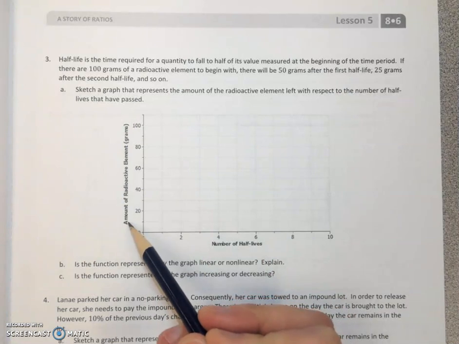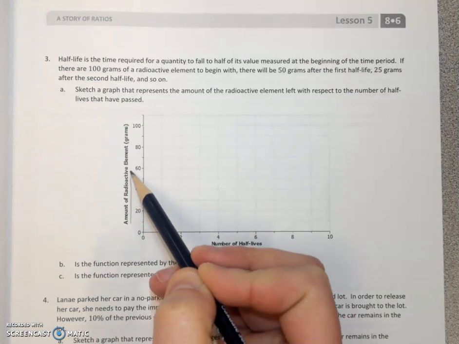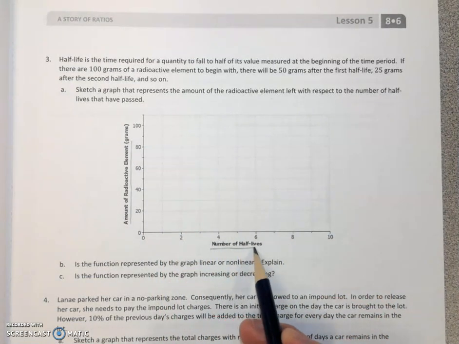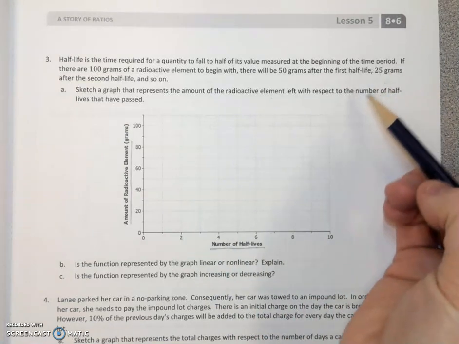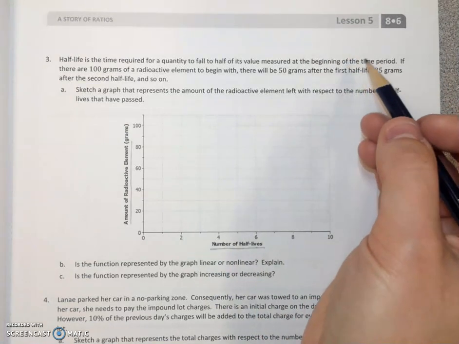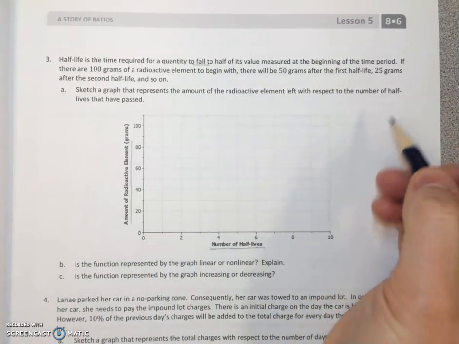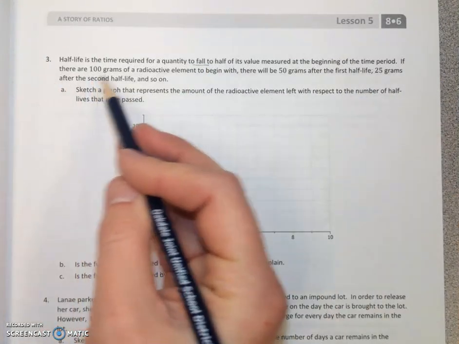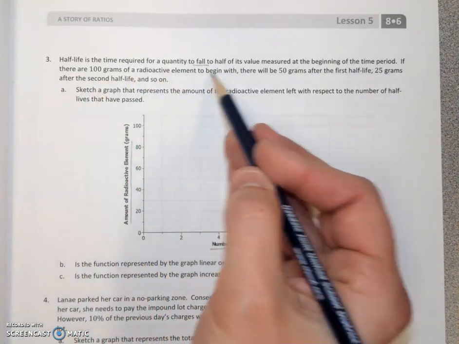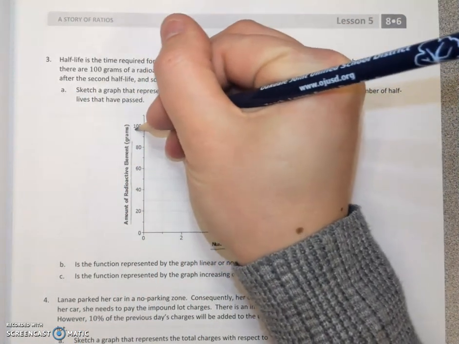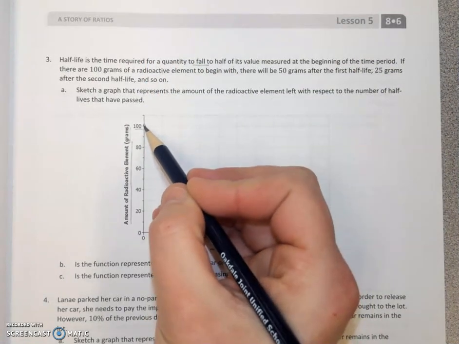So if I look at my graph here, on my y-axis, going up, y to the sky, I have amount of radioactive element in grams. And then on x right here, I have number of half-lives. So I know that it told me here that the quantity is going to fall, and when something falls, it's decreasing. So I know I'm going to start up here, and it says if there are 100 grams of radioactive element to begin with, I know that my graph has to start here. So I'm going to make myself a little note: 100 grams. So I have 100 grams to start with.